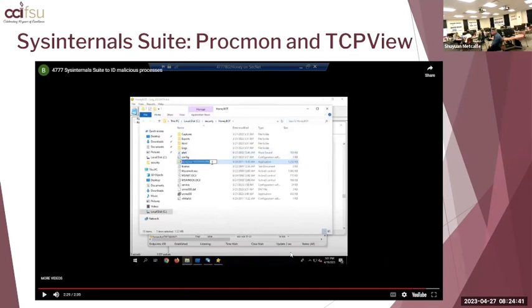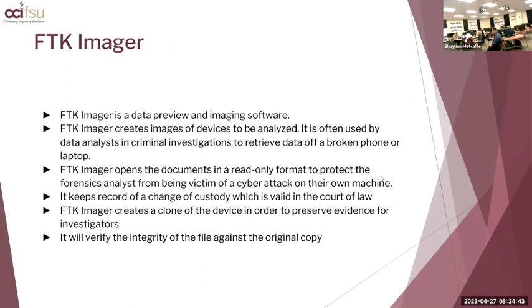And again, this was a quicker video, but for time. And then FTK Imager, this was Jacob's slides. FTK Imager is a data preview and imaging software. It creates images of devices to be analyzed, and it's often used by data analysts in criminal investigations to retrieve data off a broken phone or laptop. FTK Imager opens documents in a read-only format, first of all, so that you can't accidentally change the information. It keeps the integrity, but also just so you don't accidentally get attacked on your own.